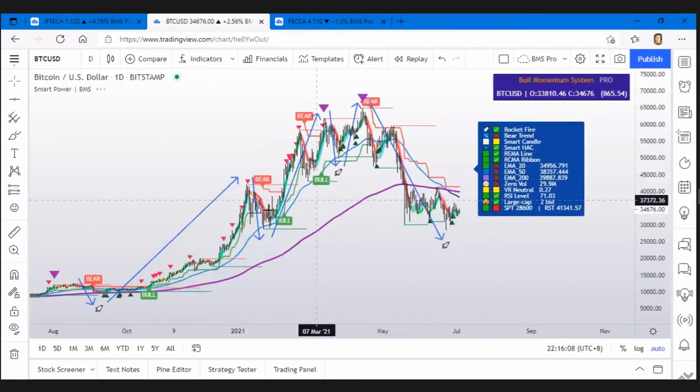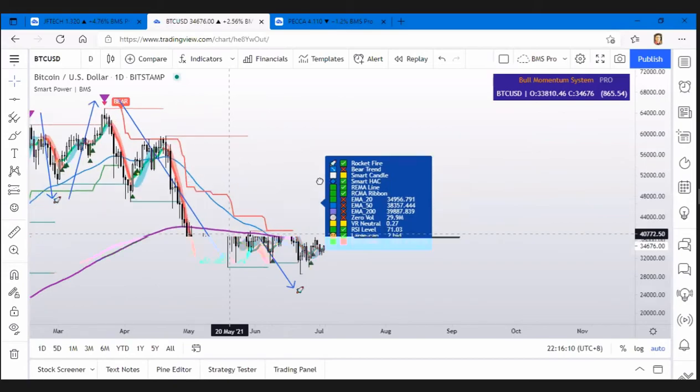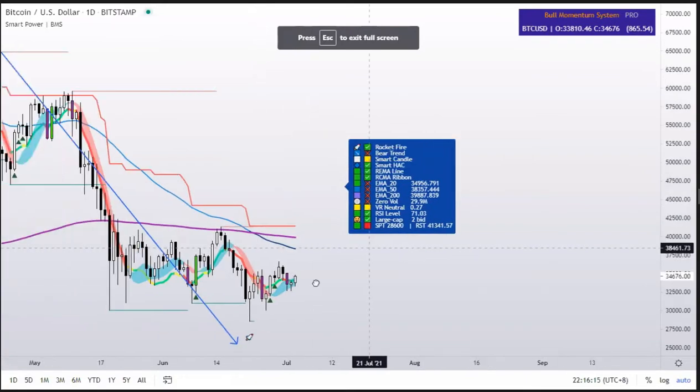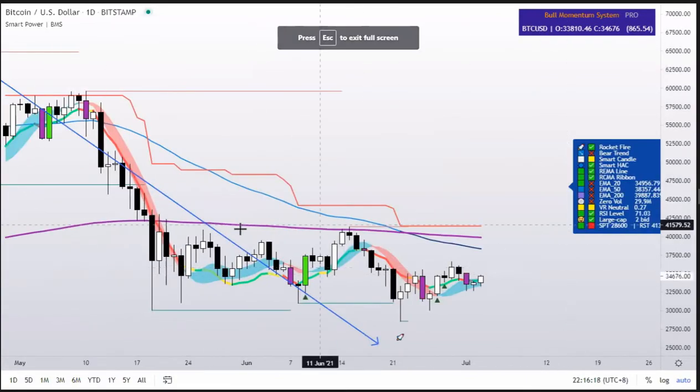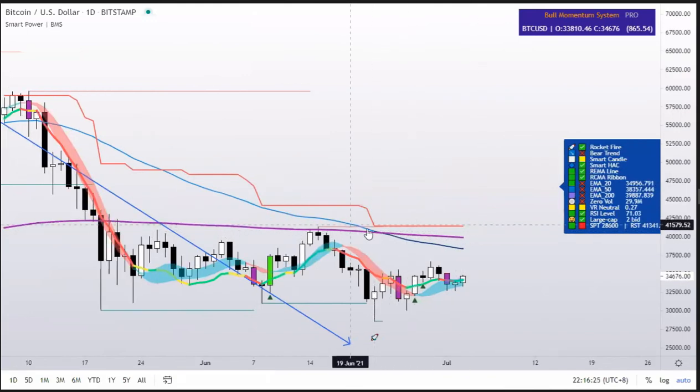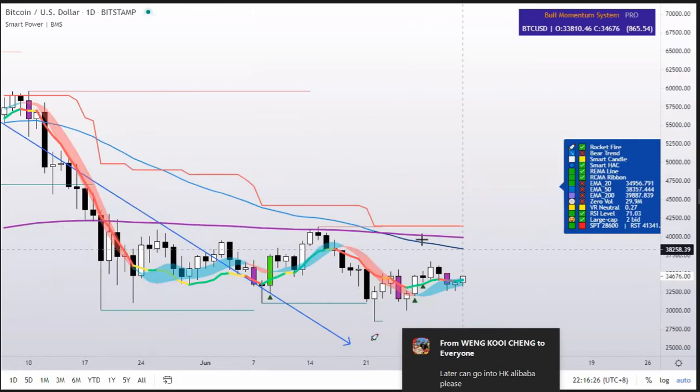Bitcoin. This is Bitcoin. Bitcoin now is going down. It's on a downtrend. Bitcoin is on a downtrend because it's trading below the 200 days moving average here. And there's the 50 crossing down the 200 days, so it is on a bearish downtrend.